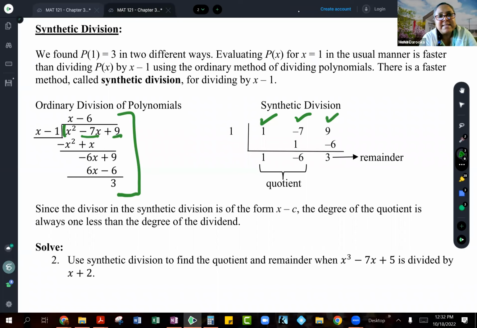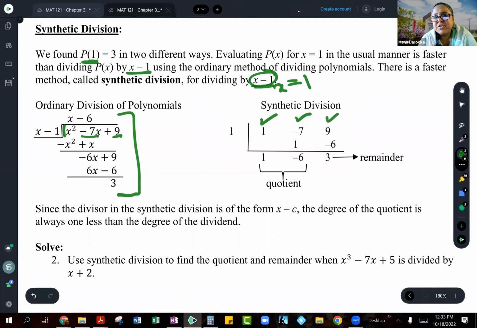Now, of course, we were dividing it by x minus 1. So again, guys, remember when it says x minus 1, that means 1 itself is positive. If you just solve this, you will get x equals positive 1. So that's why you're dividing by 1 over here. So the way synthetic division works is you take the first number and just bring it down as it is. You do not do any math on that. You're literally just bringing that 1 down as it is.